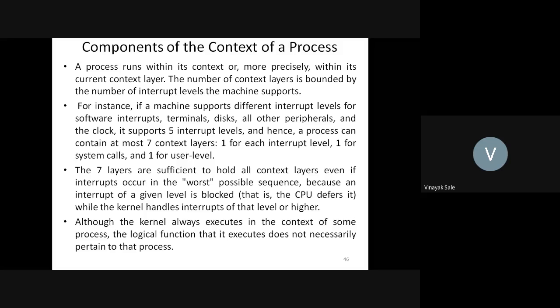Although the kernel always executes in the context of some process, the logical function that it executes does not necessarily pertain to the process.